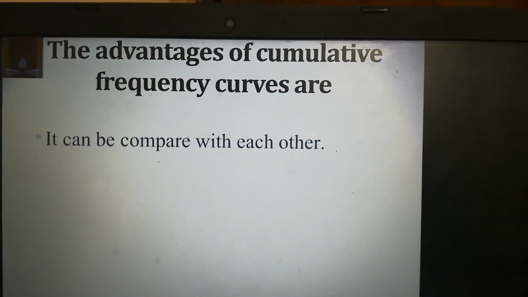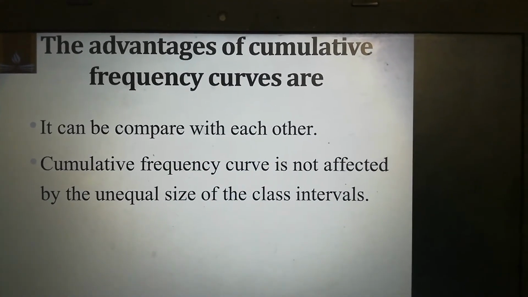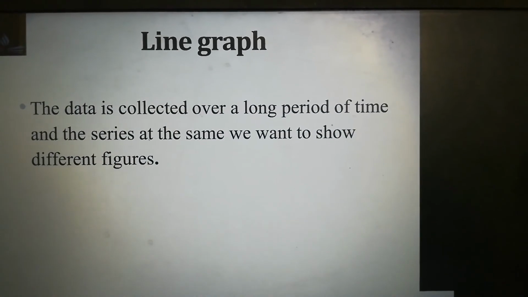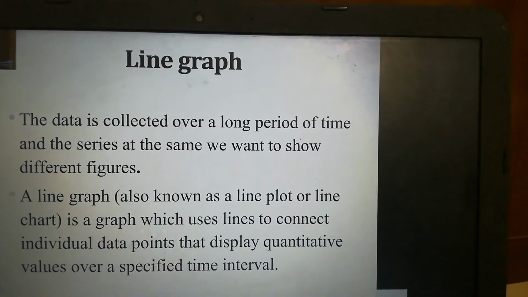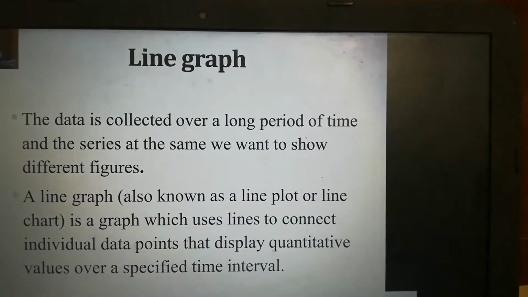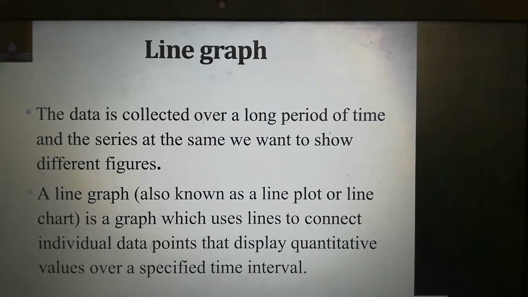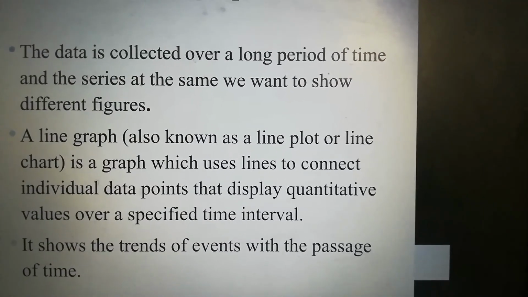Next and the last graph is the line graph. Before that, let's discuss some of the advantages, because we can compare with each other. It's not affected by the unequal size of the class interval and is adaptable for interpolation. Next, the last one is the line graph. The data is collected over a long period of time, and at the same time we want to show different figures, which is always a line plot or line chart, using lines to connect the individual data points that display quantitative value over a specified period of time. It shows the trends of events with the passage of time.